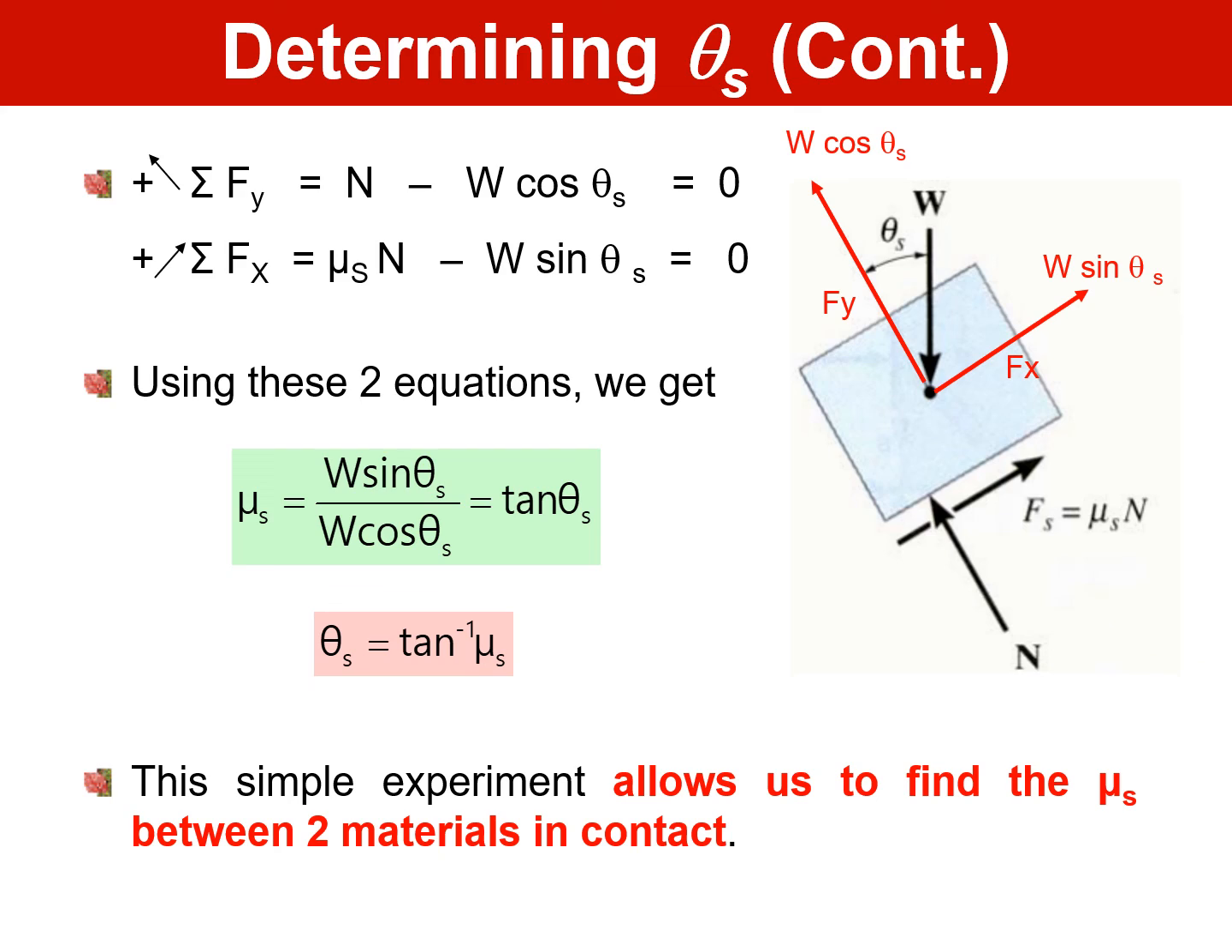Using the two equations, sum of Fx and sum of Fy equal to 0, since it's in equilibrium and about to move, you can get mu s equals tangent theta s. Then theta s equals arctangent mu s. So this simple experiment is to find mu s between two materials in contact. But usually the question will give the value of mu s in order for you to find theta s.